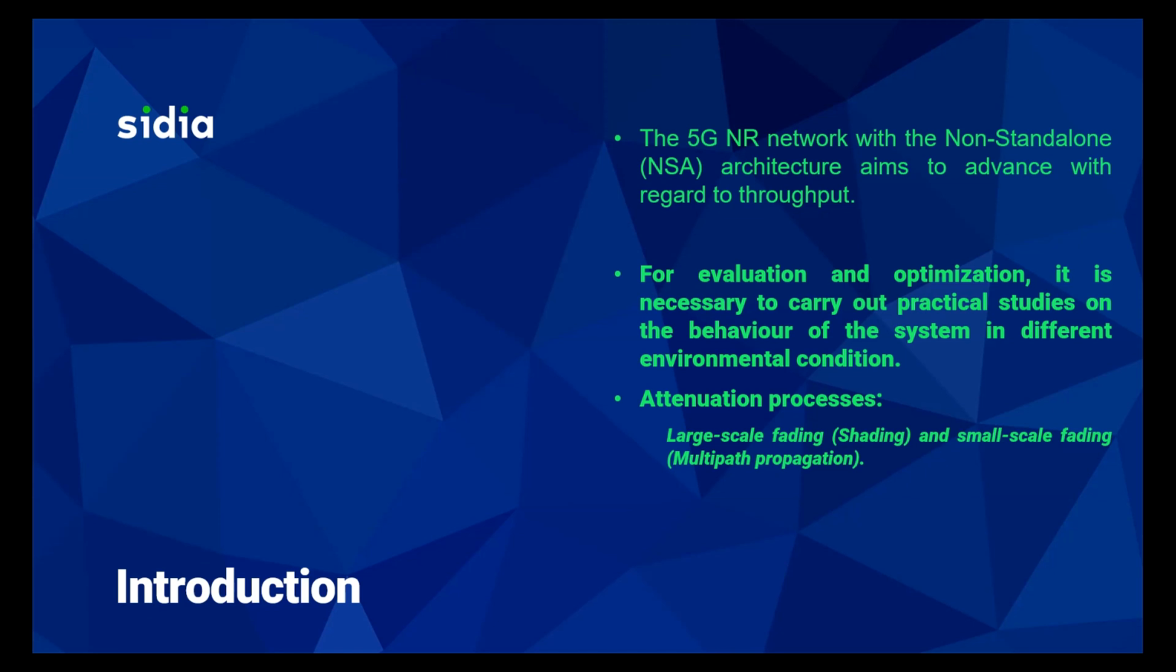For the evaluation and optimization of the 5G system, it is very necessary to carry out practical studies on the behavior of the system in different environment conditions. That's where I have to talk about the attenuations. The signal travels through the air, and it suffers some kinds of attenuation. We call some of it large scale fading, that's the shadowing, and the small scale fading, that is from the multipath propagation.